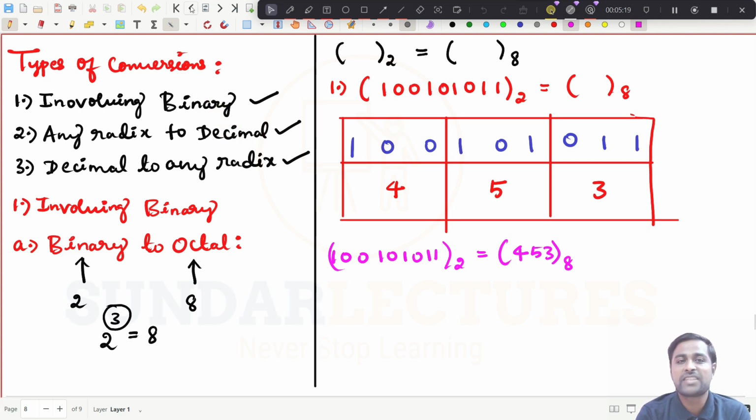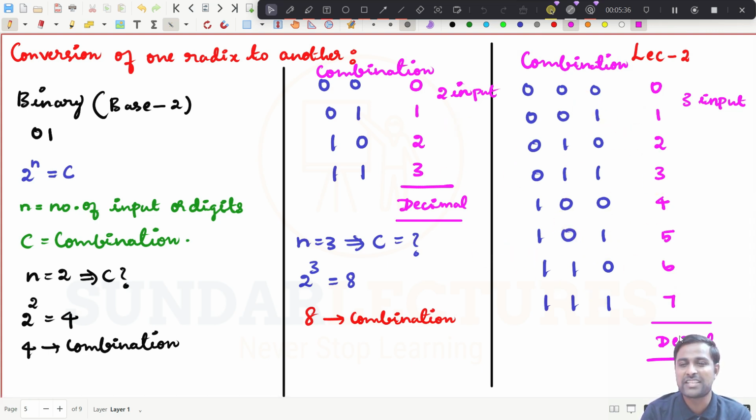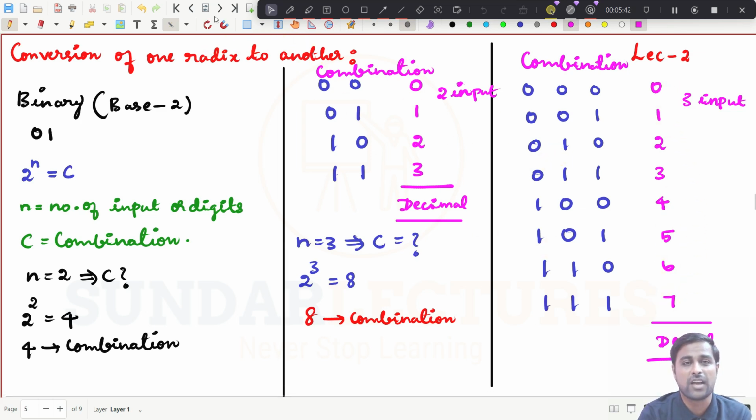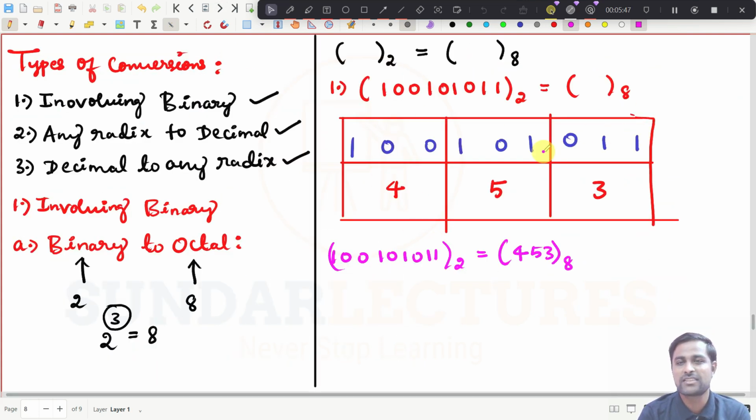See why I am showing this combination: for an octal number you will have the combination from 0 to 7. The equivalent binary is here. I've written it as decimal, anyhow this is a decimal, but in octal also you have only 0 to 7. Try to understand, don't get confused. You will get this point if you practice one by one. So this is the procedure.